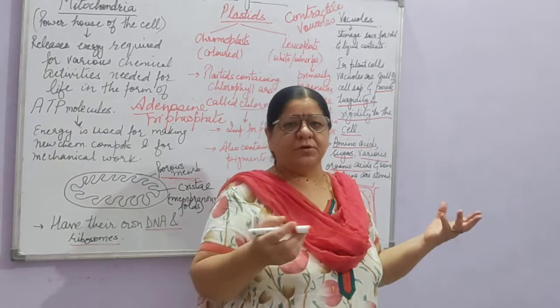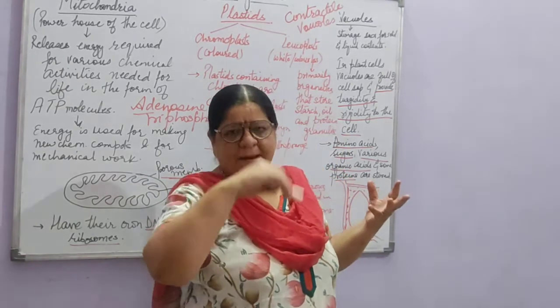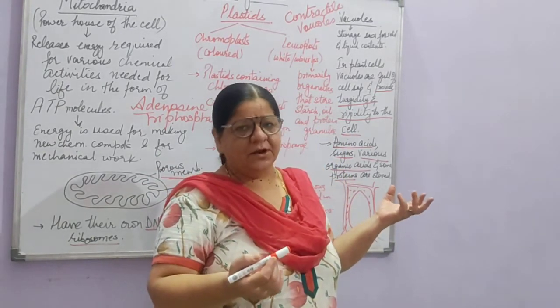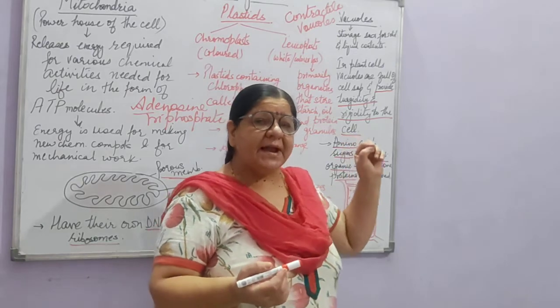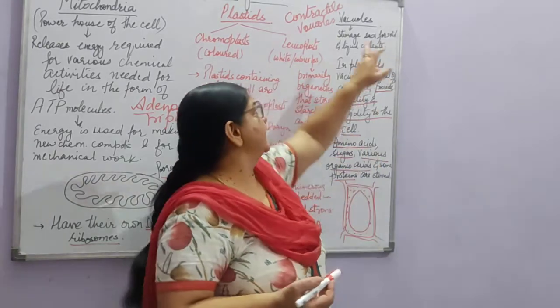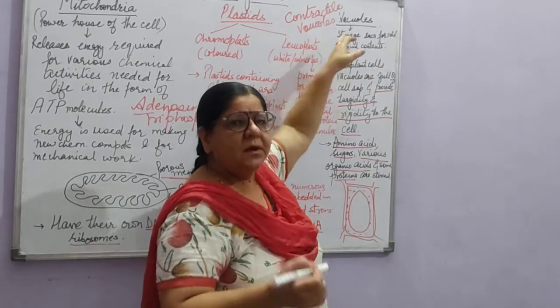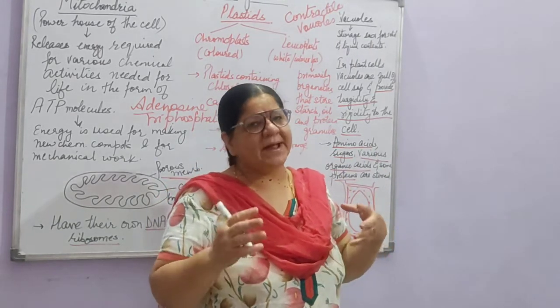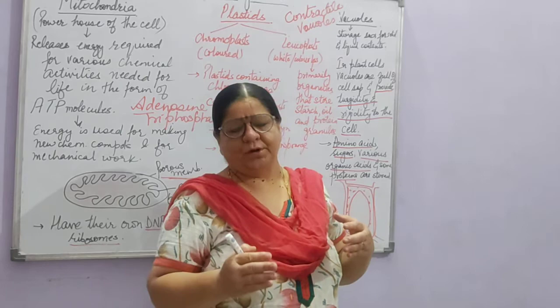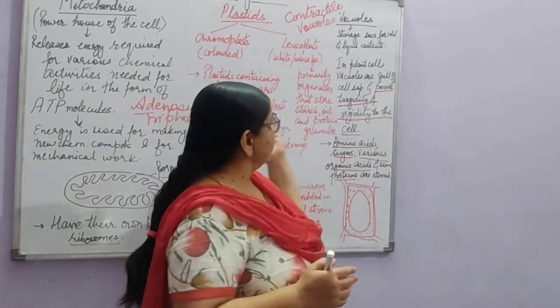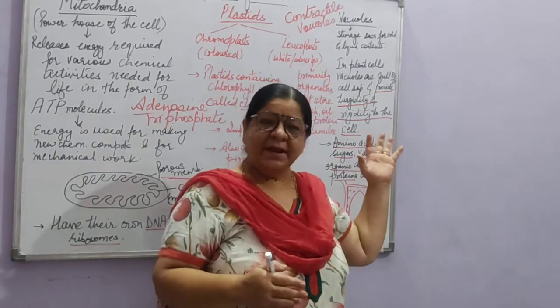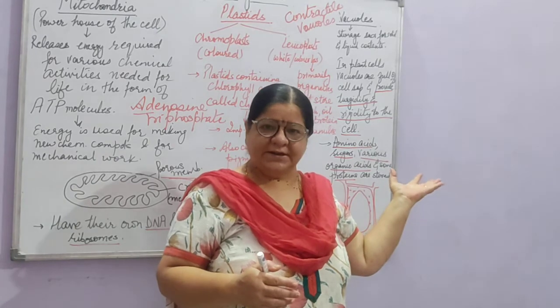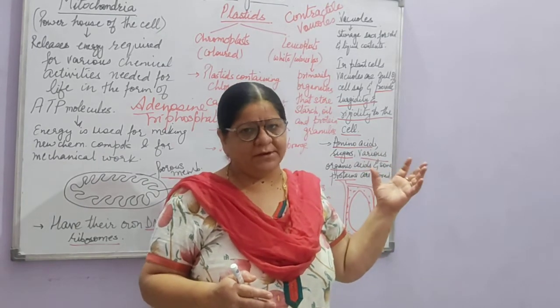You know, amoeba is a unicellular organism, made up of only one cell. Inside that, the small contractile vacuoles are present, which help it to disperse all the waste water as well as waste food. So this is about the three cell organelles that we did in the previous video.